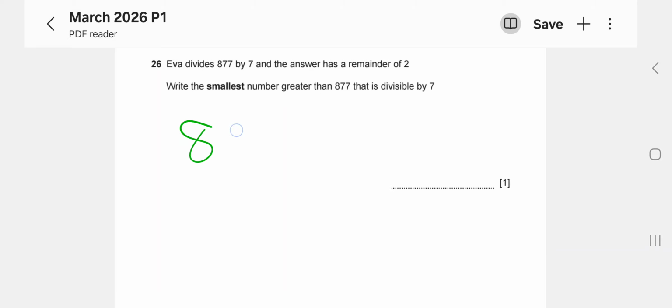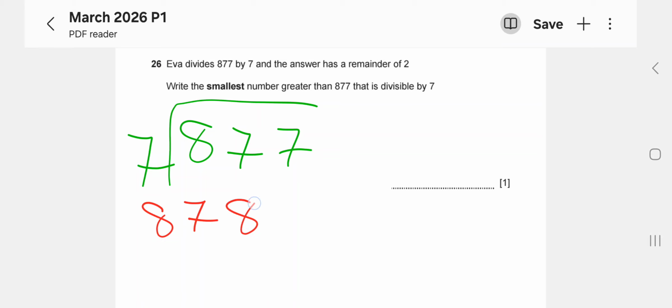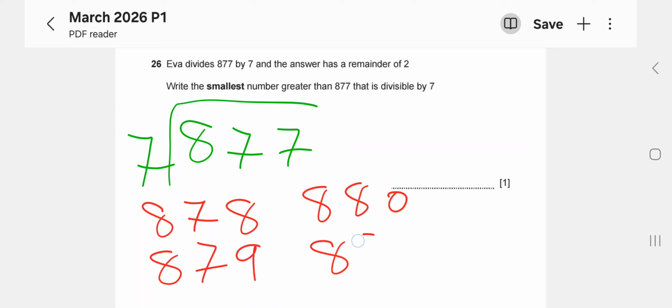When we divide by 7 to get the smallest answer greater than 877 that is divisible by 7, we need to check which numbers here are greater than 877 and at the same time divisible by 7. So we will check, for example, 878, 879, 880, 881, 882. So which one here would be the smallest that is greater than this?